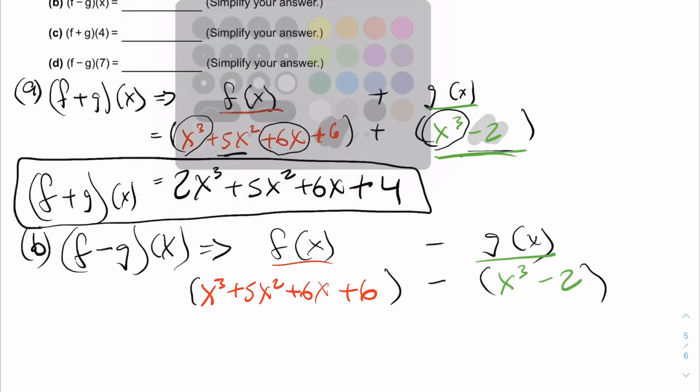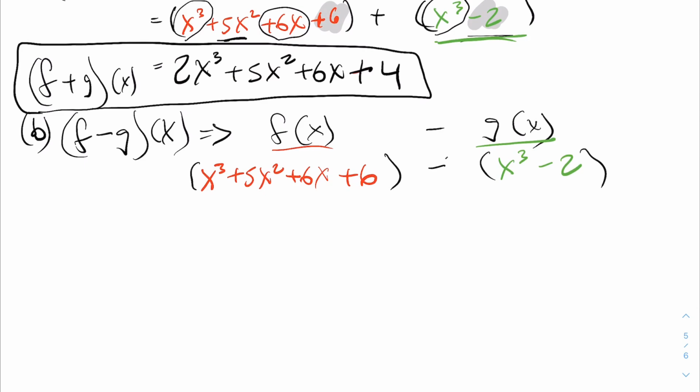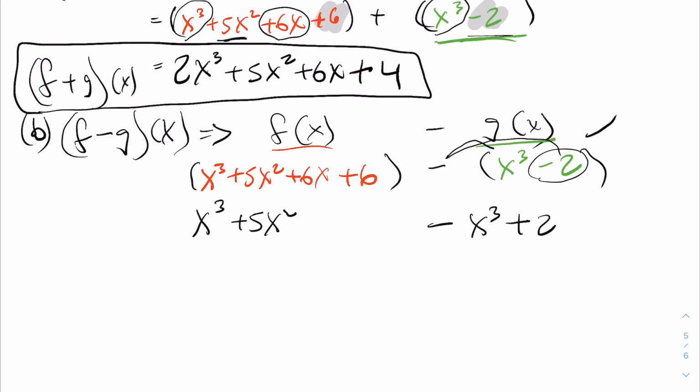And this is where we have to be careful because we need to distribute the negative. Got minus x cubed, and a negative times a negative 2 is plus 2. And that's where most mistakes are made right there. Like I said, you don't have to write this down, or you can just look at the red stuff. I'll just write it down, x cubed plus 5x squared. Whoops. Try that again, 5x squared plus 6x plus 6.